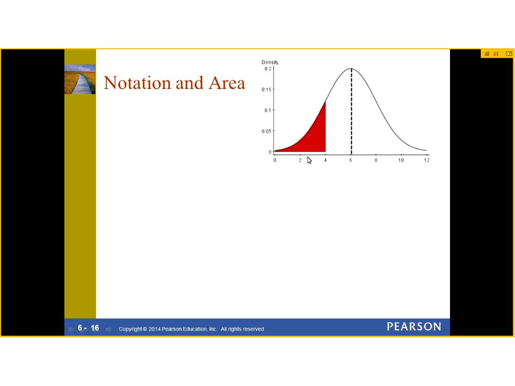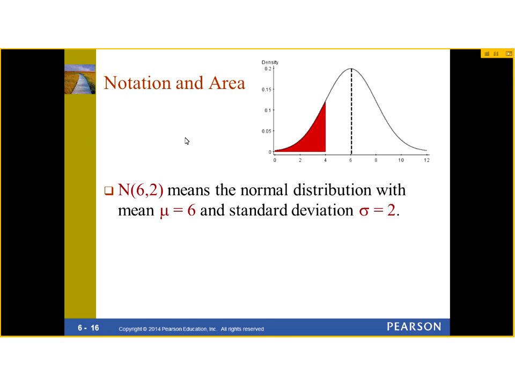So when we talk about notation, N(6, 2) means a normal distribution where the mean is 6 and the standard deviation is equal to 2. So 4 is one standard deviation below, 8 is one standard deviation above, 10 is 2 above, 12 would be 3 above, 2 would be 2 below, and 0 would be 3 below the mean.